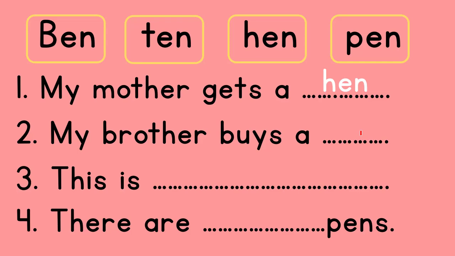Number two, my brother buys a pen. One, two, three, or four? Number four, very good. My brother buys a pen. Number three, this is Ben. One, two, three, or four? Number one, very good. This is Ben. The last one, number four. There are 10 pens. One, two, three, or four? Number two, very good. There are 10 pens. Good job.